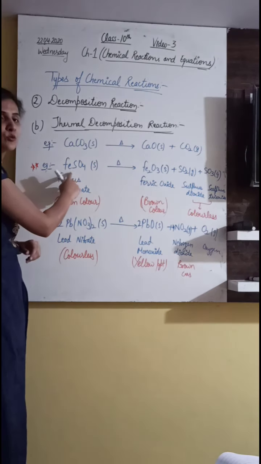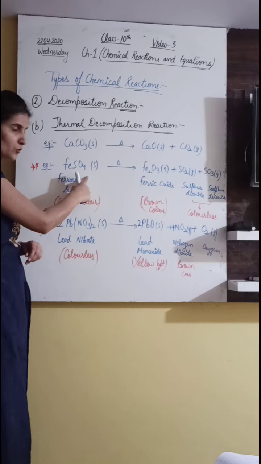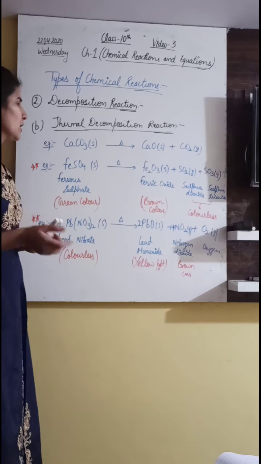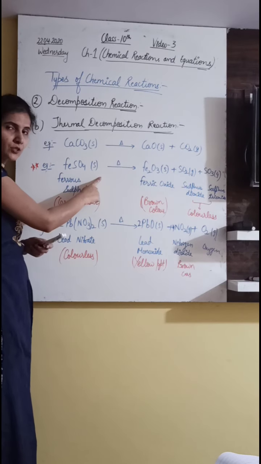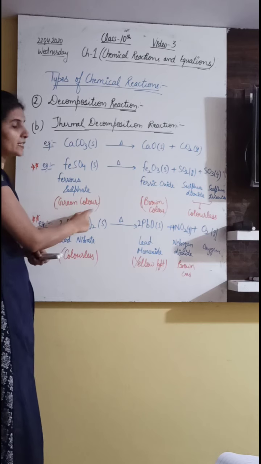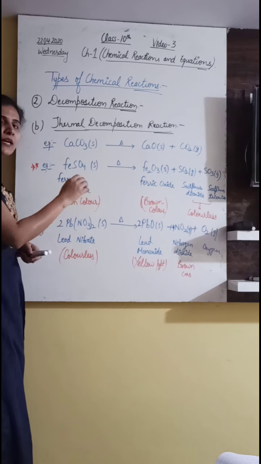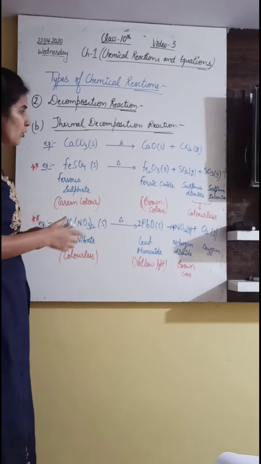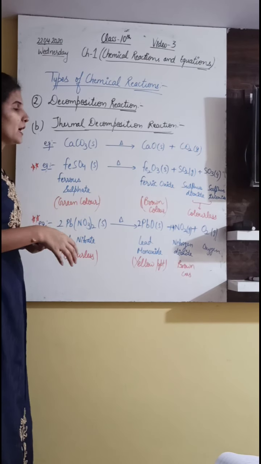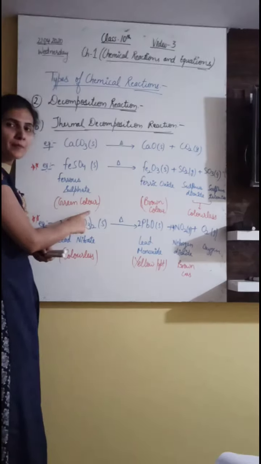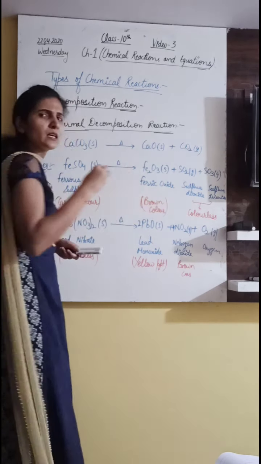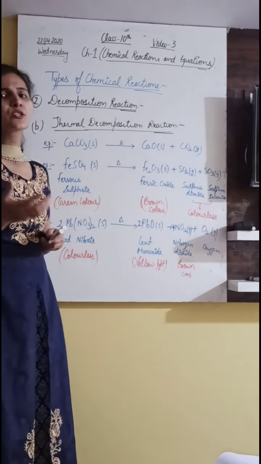When we are giving heat to this ferrous sulfate, which is solid in nature, a ferrous sulfate powder actually, what will happen? Initially it is green in color. So what kind of observation will we see? Obviously, we are providing heat in this reaction, so it is an endothermic reaction. And we will see this green color compound turn into a brown color compound, along with the production of gas.